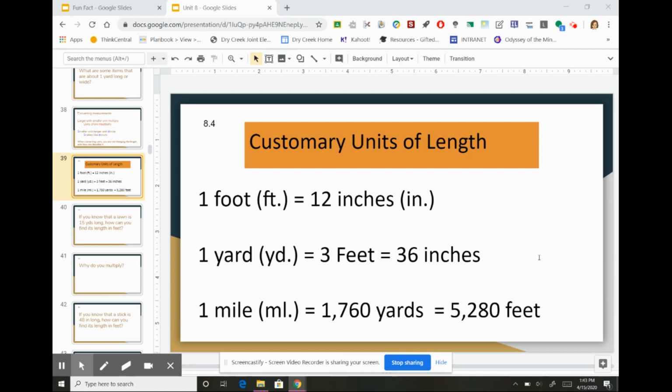So you might want to stop the video right now and write these down, because you will need these to do some of these problems that we're going to be doing. So please write down that 1 foot is equal to 12 inches. Write down that 1 yard is equal to 3 feet, which is equal to 36 inches. And then write down that 1 mile is equal to 1,760 yards, which is equal to 5,280 feet. So stop the video and write those down, please.